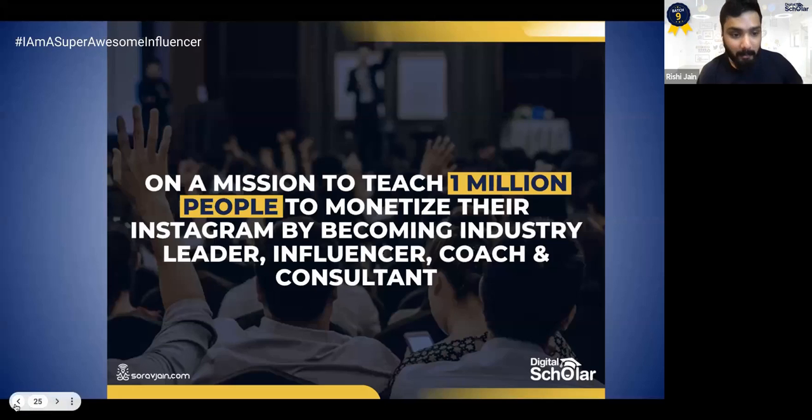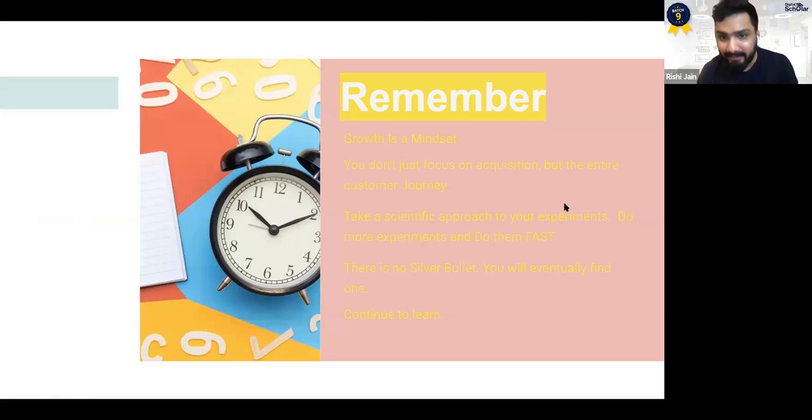So remember, guys, growth is a mindset, and you don't just have to focus on acquisition, but the entire customer journey. Okay, if you change one small thing at a certain level in a customer journey and it's impactful, you can start increasing. All right, you can take a scientific approach to your experimentation. Do more experiments, but do them fast, because time is of the essence here. You don't have to sit and wait. Do them fast, see the results. If it's giving you good results, amplify. If not, move on. Okay, next result, next experiment.